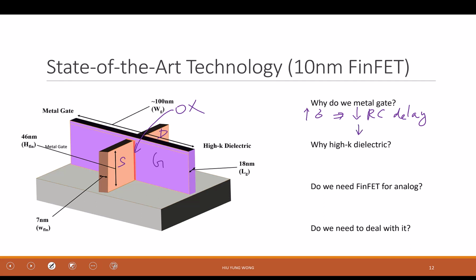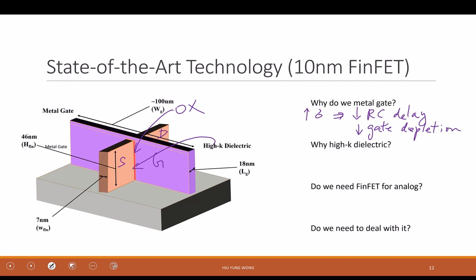Another is the so-called reduce the gate poly depletion. I just write here for your information. I won't explain it. Reduce gate depletion. This is going to increase the effective oxide thickness. You don't need to understand this. Another thing you see here is that we are using something called high K dielectric.